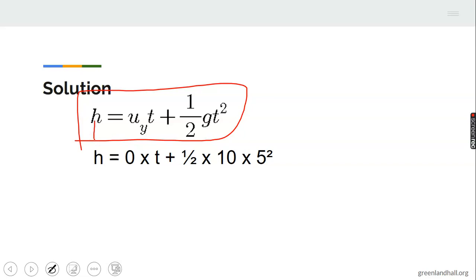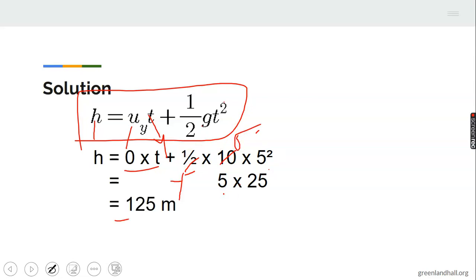Now, our height is what we are looking for. Like I said before, at maximum height, u equals 0, plus 1 over 2 times 10 times t. The time it took to reach the ground is 5 seconds, so you square the time. Now, this is 0 plus, when you cancel, it will be 5 times 25. Our answer is 125 meters.